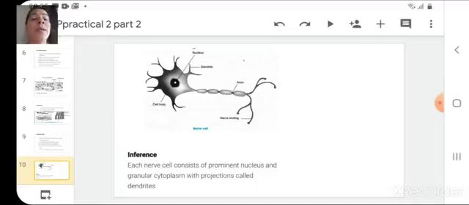Children, while drawing the diagram of the neuron, be very careful when you are making this axon structure. When you are making these dendrites, you have to draw them very carefully. Now you are in 9th standard, so we expect a correct diagram from you, and you just keep the diagram in front of you. Whatever journal you are following, from that journal only you draw the correct diagram of the neuron. Now moving on to the inference of neuron. Each nerve cell consists of a prominent nucleus and granular cytoplasm with projections called dendrites.